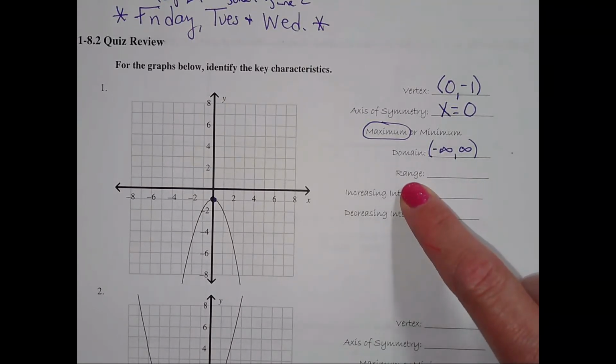Well, I thought you had to add the brackets or whatever. If it's infinity, you put parentheses. If it's a number, you put the bracket.